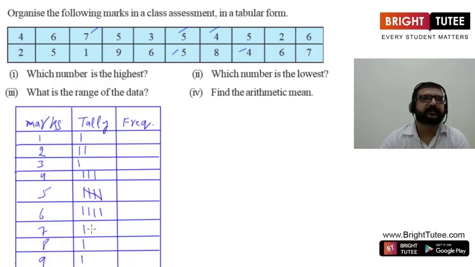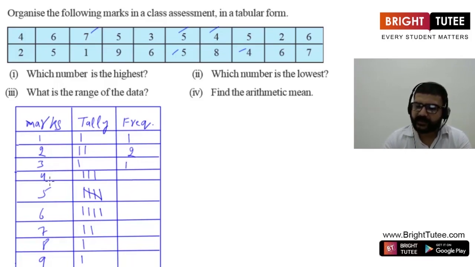We will mark one more line in front of 7. Now we will write the frequency corresponding to each and every mark. For the mark 1, the tally is 1, so the frequency will be 1. For 2 it is 2, so the frequency becomes 2. For 3 it is 1, so the frequency becomes 1.